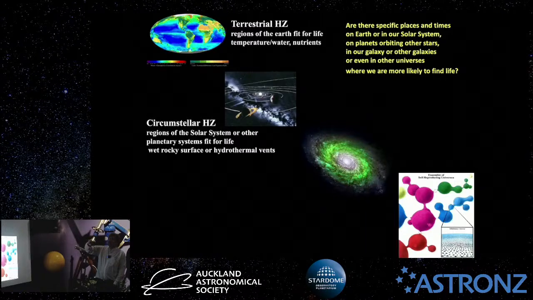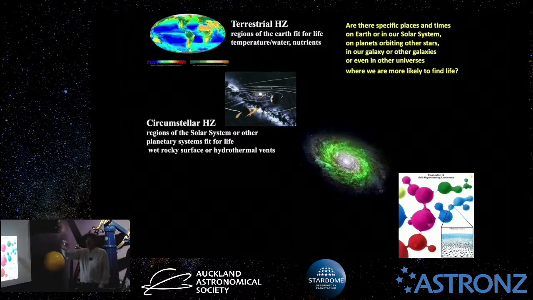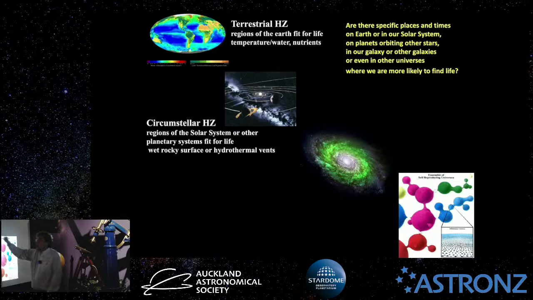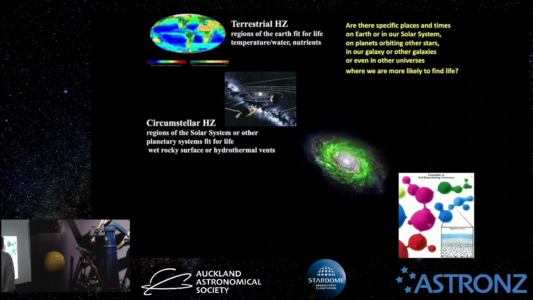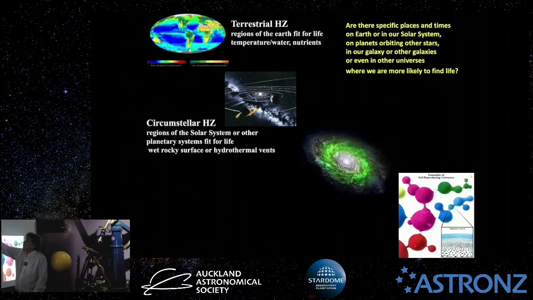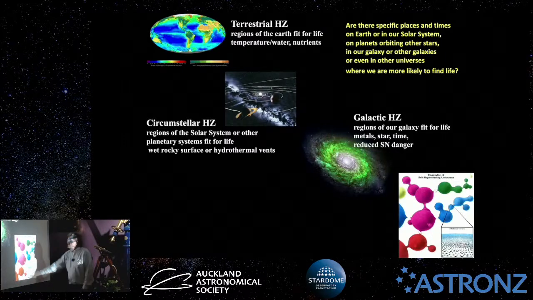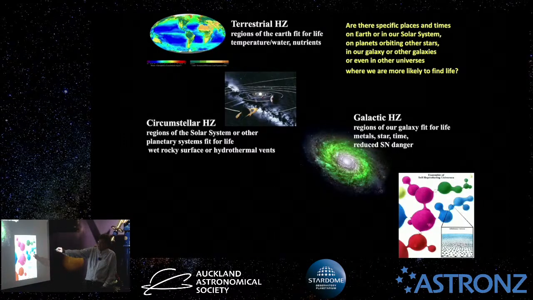And then we have the circumstellar habitable zone: regions of the solar system or other planetary systems fit for life, essentially wet rocky surfaces or hydrothermal vents. Then we have the galactic habitable zone, it's like this green region here.